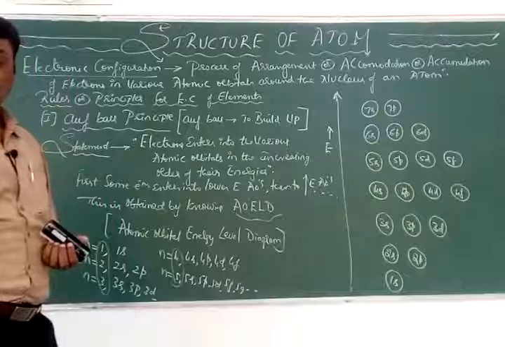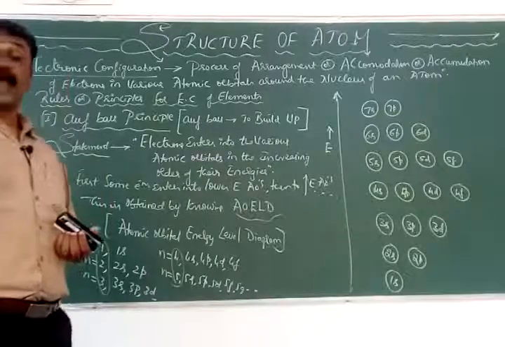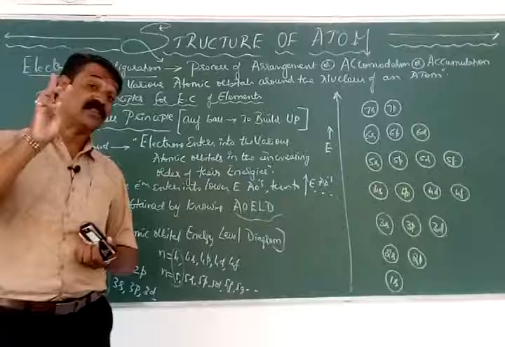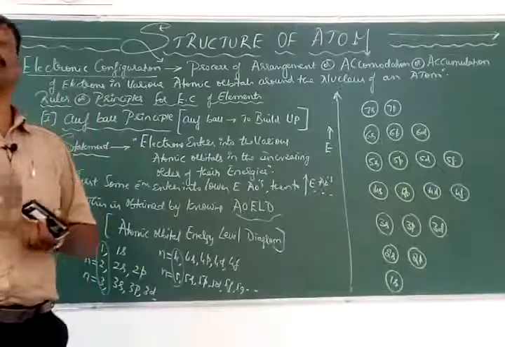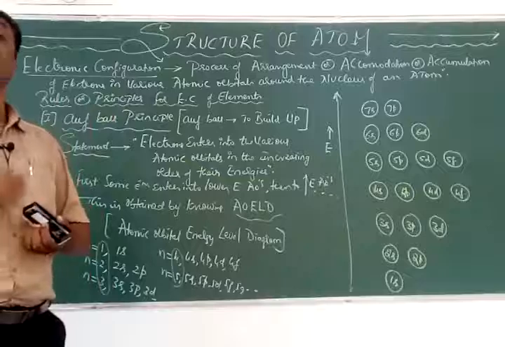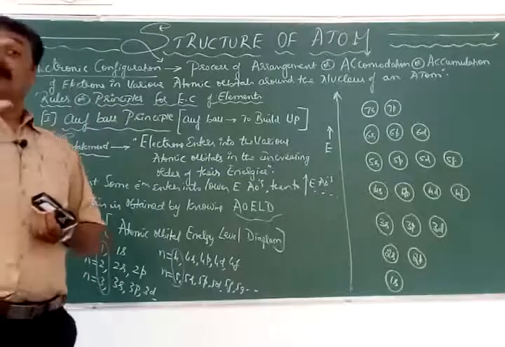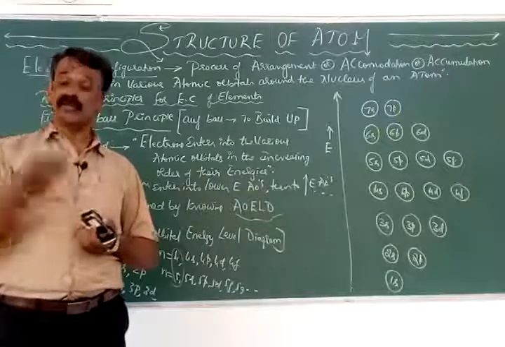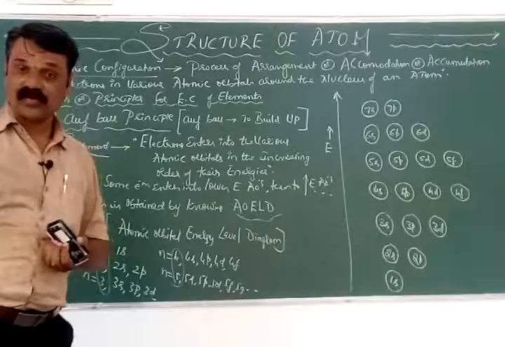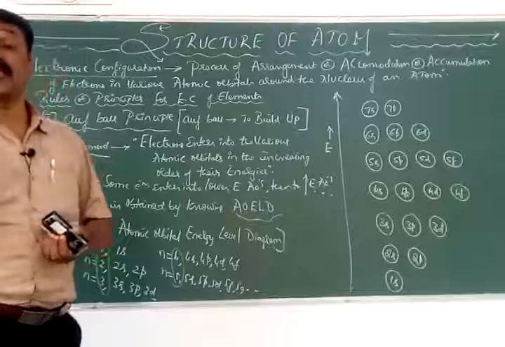An orbital can accommodate how many electrons? 2 electrons. p has how many suborbitals? The p subshell has 3 orbitals. What are those? px, py, and pz. How many electrons totally? 3 twos are 6. d has 5 orbitals. The d subshell has 5 orbitals. What are those? dxy, dyz, dxz, dx square minus y square, and dz square.